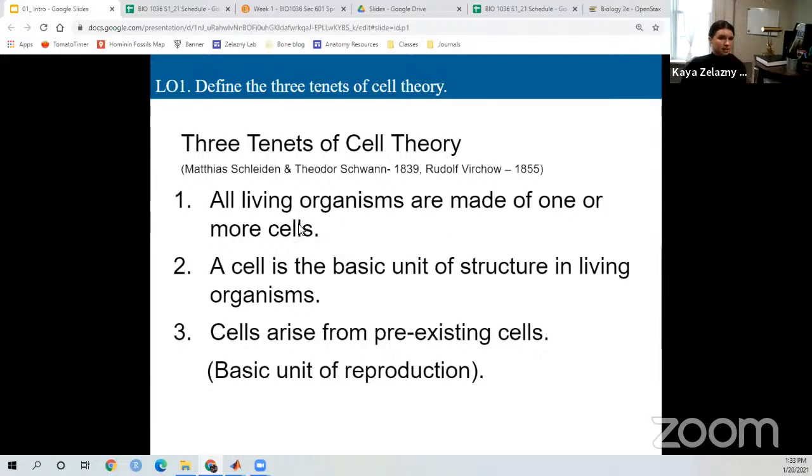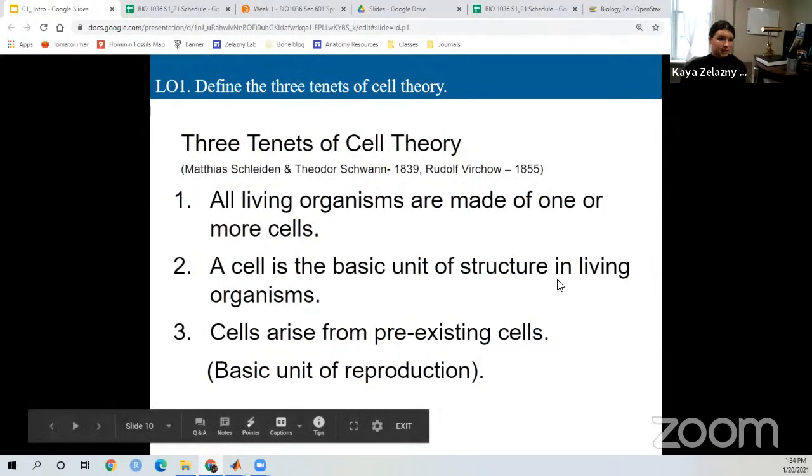Second tenet is that the cell is the basic unit of structure in living organisms. So when we talk about what organisms do and how they function, our basic unit that we look at is the cell. We talk about what the cells do, how the cells function, and how they lead to the behaviors and the structures that living organisms have. So basic unit of structure is a cell, because all living organisms are made of cells. Those two things kind of play off each other.